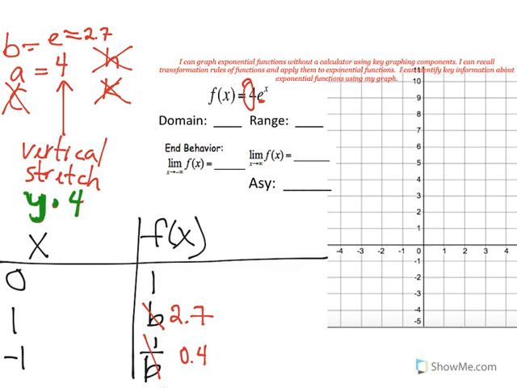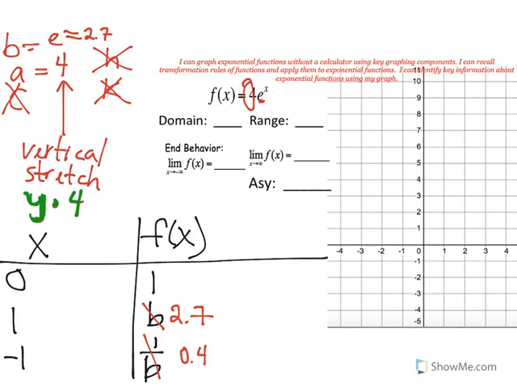Okay. Here are your big 3 points, just plugging in the base value, which is e, or 2.7. Okay. So we've got 0, 1, 1, 2.7, and then negative 1, 1 over 2.7. Remember earlier I told you this is just a number that you're going to have to memorize. I would go ahead and learn and memorize that 1 divided by 2.7 is 0.4. Just add it to your list of things that you need to learn for this chapter. Okay.